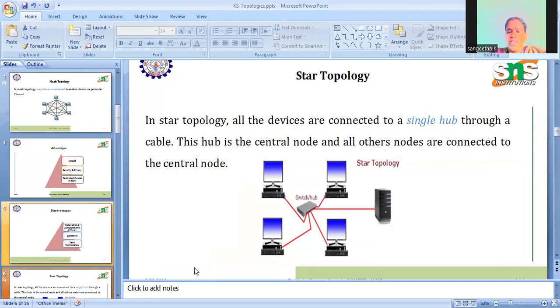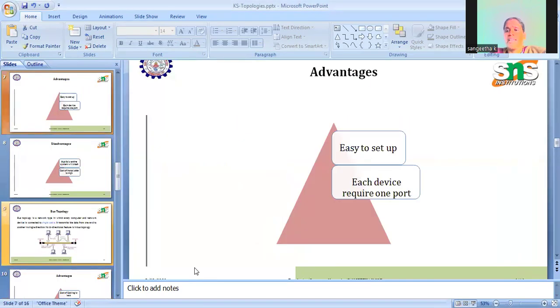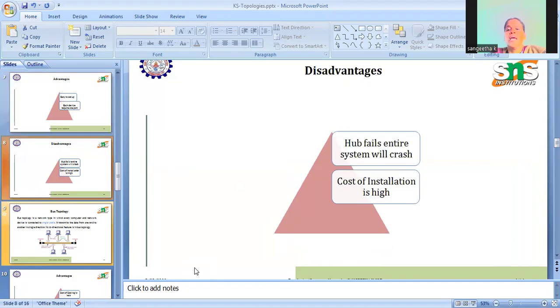Next, the advantage is that it is very easy to set up. For making a connection with the hub, each node requires one port. When considering the disadvantages, if the hub fails, the entire system will crash. It also requires a cost of installation, which is very expensive when compared to other topologies.